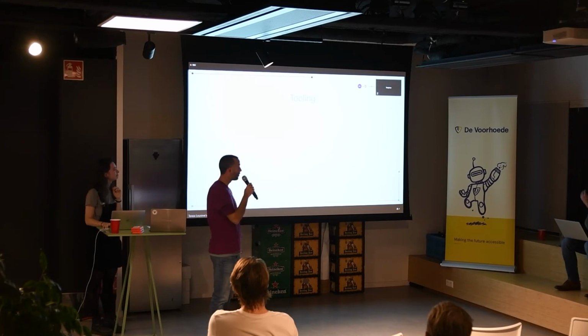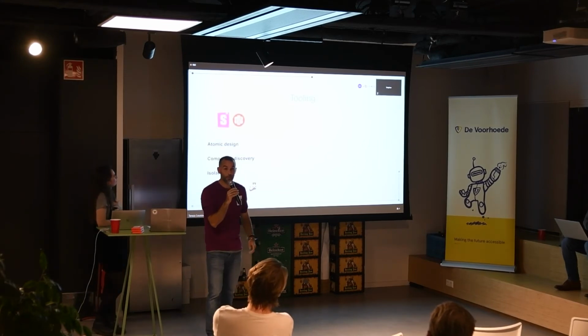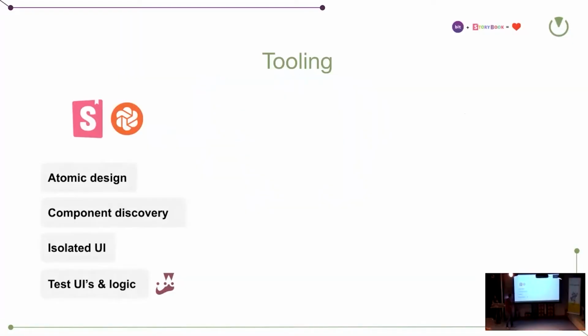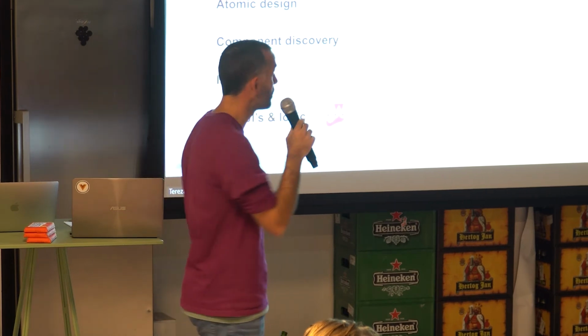So I'm going to be talking about front-end tooling. First of all, we use Storybook and Chromatic. Chromatic is basically just like a wrapper on top of Storybook. We use it alongside Atomic Design. So as Jasper mentioned, also Teresa, we base our library, our atomic components, into atoms, molecules, and organisms.